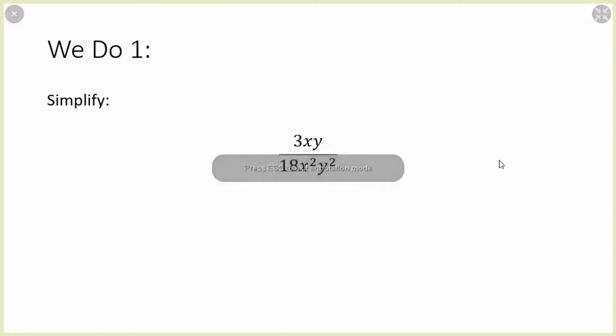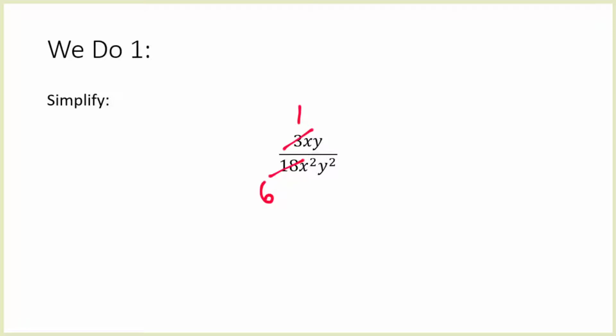So let's take some stuff out of the top and the bottom. Looks like I can take a 3 out of the top and the bottom, right? 3 goes into 3xy one time. 3 goes into 18x squared y squared 6 times. Okay. Looks like I can take an x out of the top and the bottom. X goes into x one time. X goes into x squared twice. Okay. And then I can also take a y out. And I'll be left with 1 over 6xy.